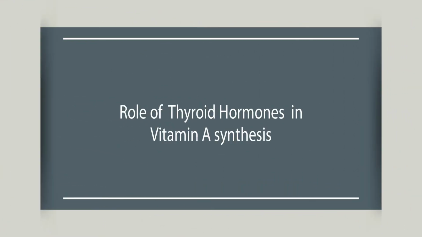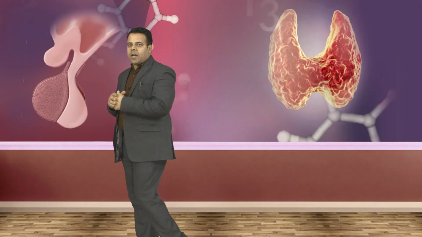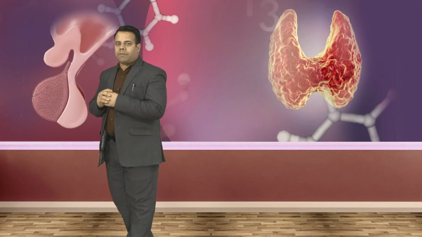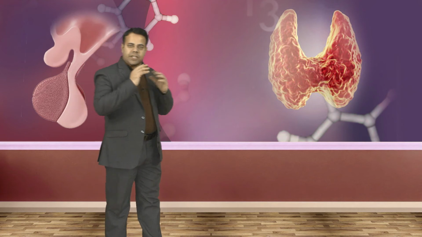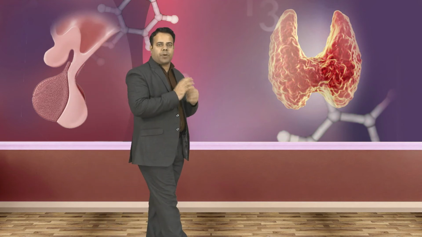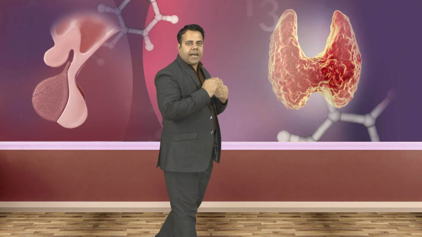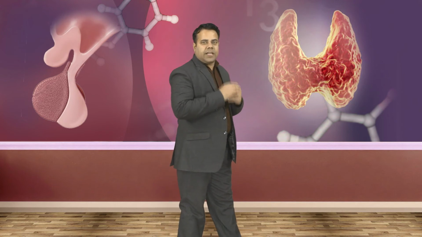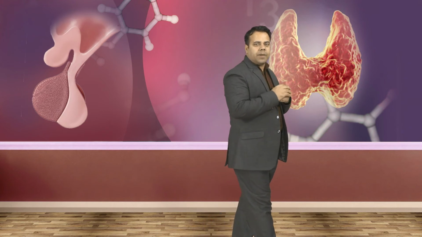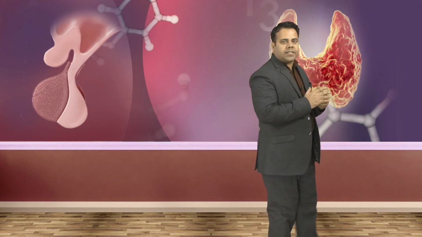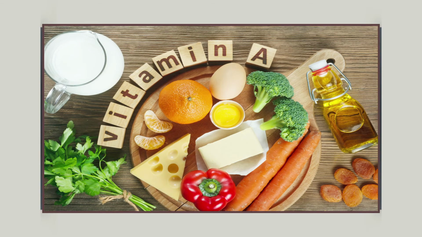Okay, dear students, let us now discuss the role of thyroid hormones in vitamin A synthesis. Because the thyroid hormones stimulate metabolic pathways, there is an increased demand for other molecules which play an essential role in the various metabolic processes, such as vitamins acting as coenzymes. T3 is of particular importance for one such vitamin, that is vitamin A, because it stimulates its synthesis from precursor carotenes as well as its conversion to retinine.